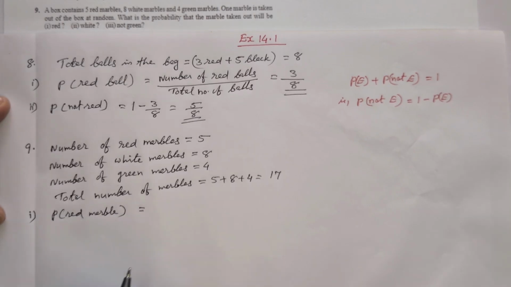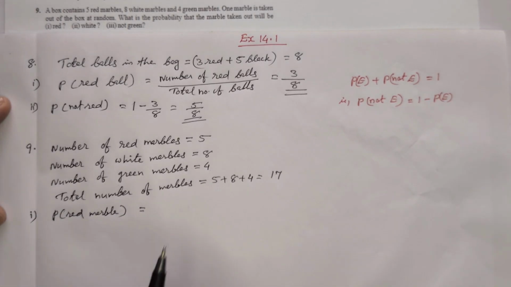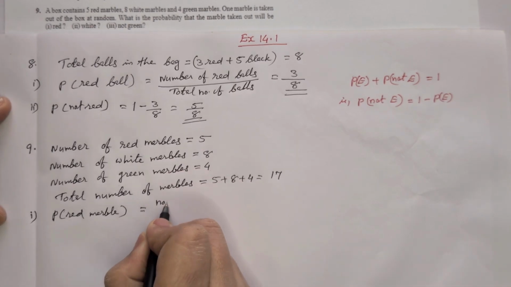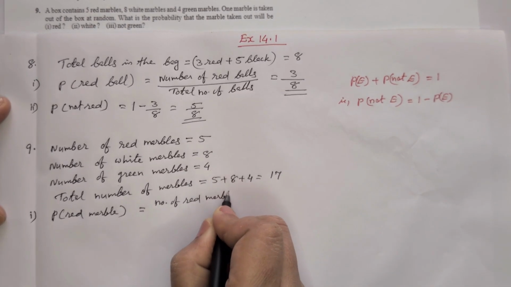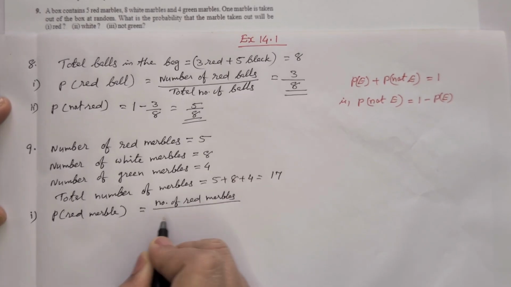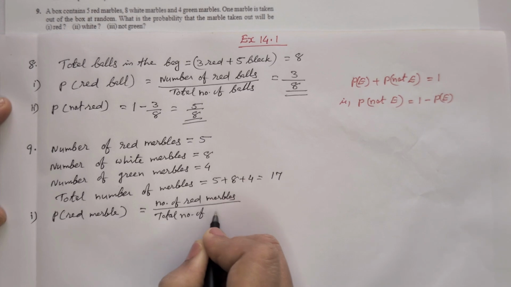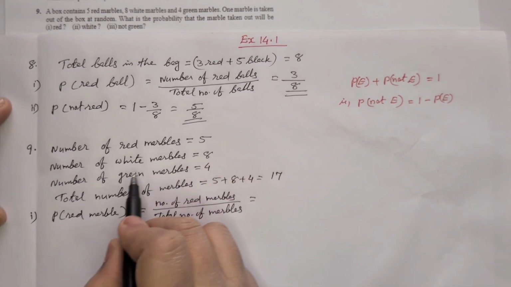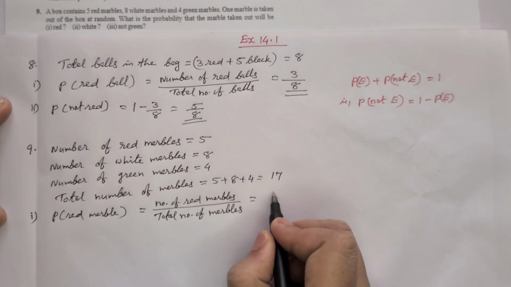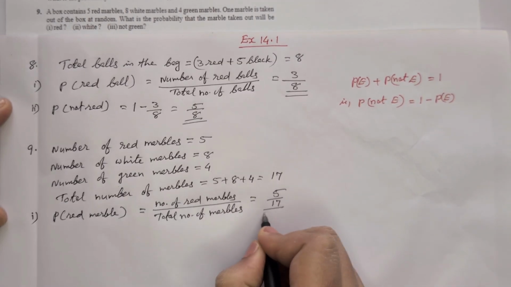To get a red marble, that means number of red marbles by total number of marbles. Which is equal to red marbles here 5. Total number is 70. So 5 by 70.